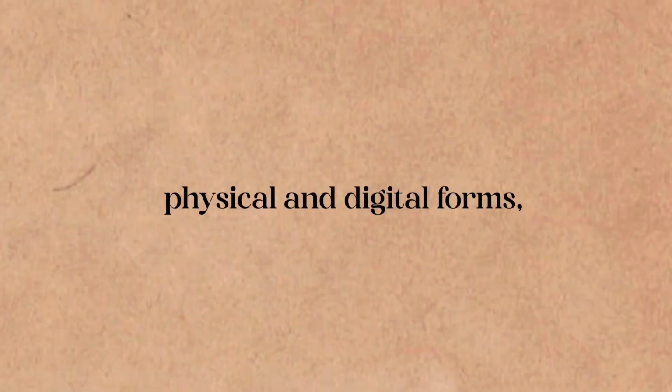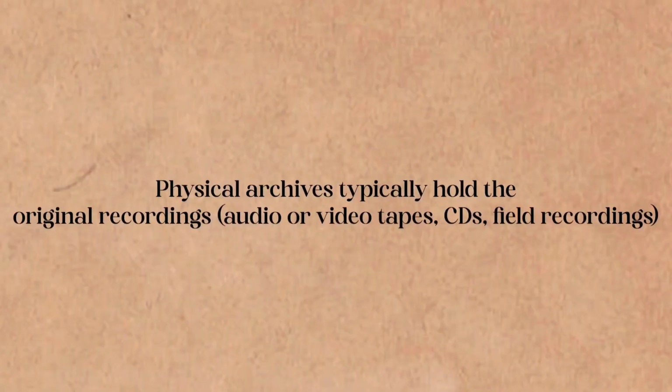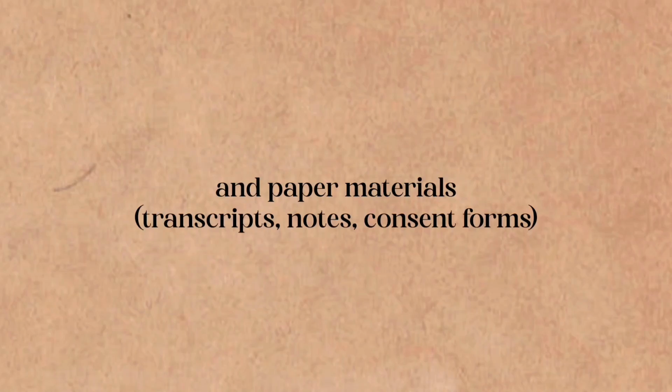Archives of oral history exist in both physical and digital forms, and each medium has unique advantages and challenges. Physical archives typically hold the original recordings (audio or videotapes, CDs, field recordings) and paper materials: transcripts, notes, consent forms. These originals confer authenticity. A tape or handwritten transcript is a tangible link to the past.